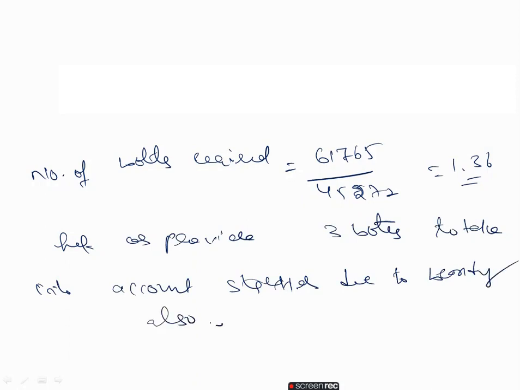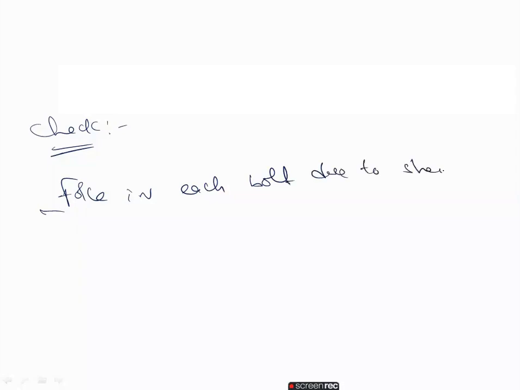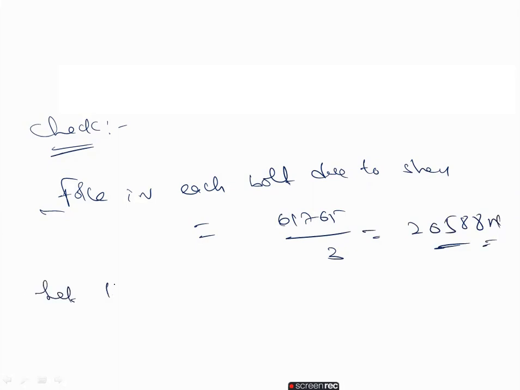Okay. So now we have to check whether we are taking it right or wrong. The force in each bolt due to shear is 61,760 by 3. You will get around 20,588 newtons. So let us take the pitch value. 210 by 2, that is 105 mm. We have to take the pitch value.